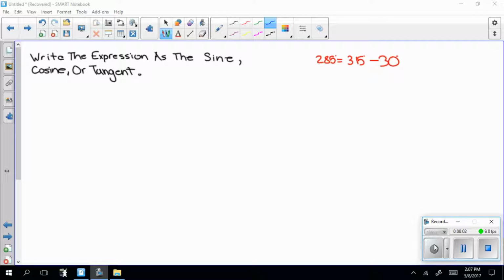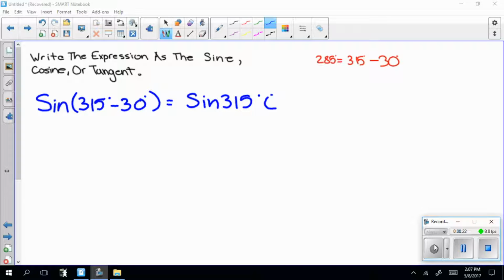Write the expression as the sine, cosine, or tangent. 285 degrees equals 315 degrees minus 30 degrees. Sine of 315 degrees minus 30 degrees equals sine of 315 degrees times cosine of 30 degrees subtracted by sine of 30 degrees multiplied by the cosine of 315 degrees.